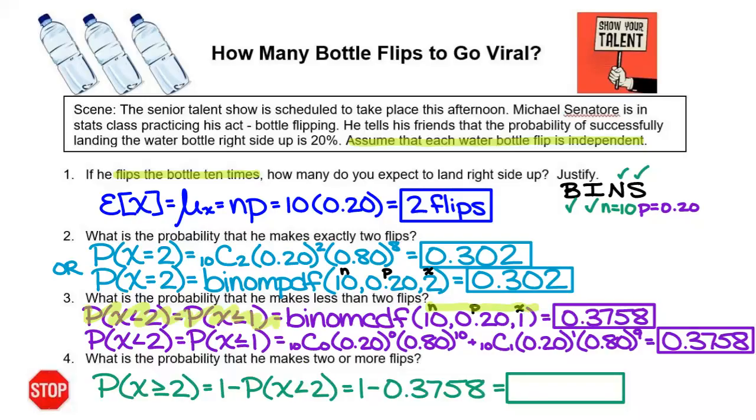And that means we get what? 0.6242. So the probability that he lands 0 or one of these flips is about 37.5%-ish. The probability that he makes 2 or more flips is about 62.5%-ish. So far, so good?